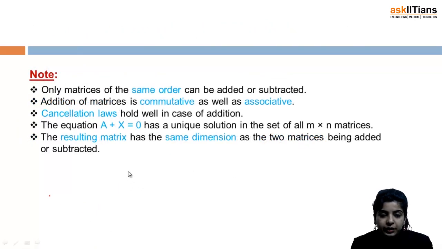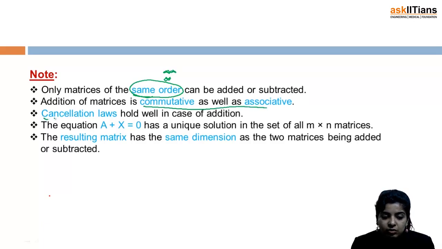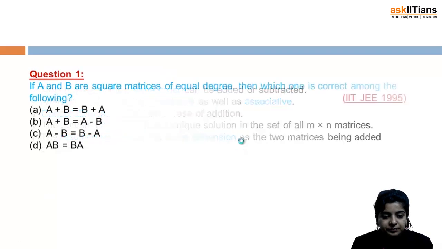Okay, some of the important points. Only matrices of same order can be added or subtracted. This is extremely important. We have already discussed. Addition of matrices is commutative as well as associative. Cancellation laws hold good. Then the equation A plus X equal to 0 has a unique solution, and the resulting matrix has the same dimension, as I have already told you. Whenever you add or subtract two matrices, firstly the two matrices should be of same order obviously, and then the resultant matrix will also have the same order as the initial matrices.